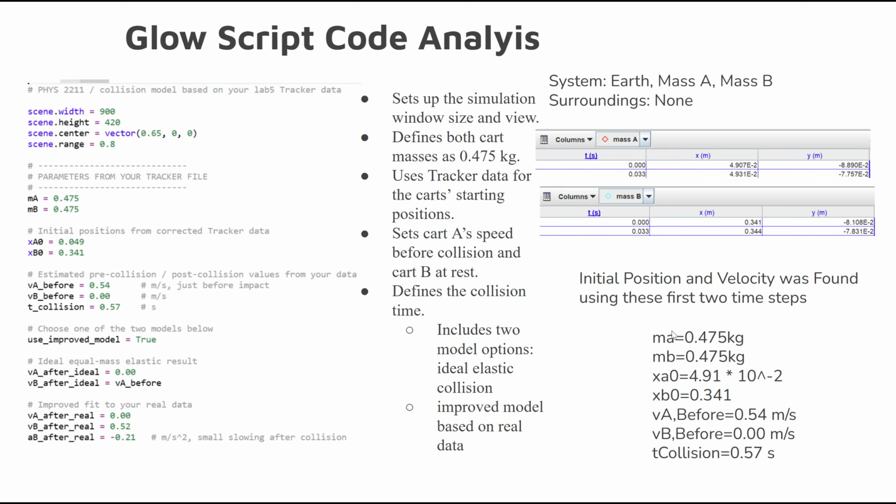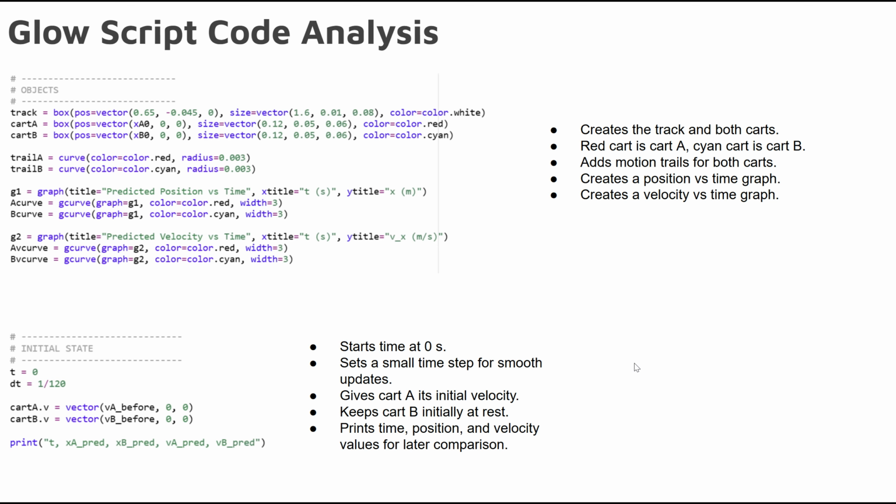So here are the masses, our acceleration in the x direction for both A and B during the start, and our velocities for A and B both before the collision, and then the time of the collision is right here. Here I created the track and both carts. The red cart is cart A, cyan cart is cart B. It adds motion trails for both carts, creates a position-time graph, and creates a velocity-time graph.